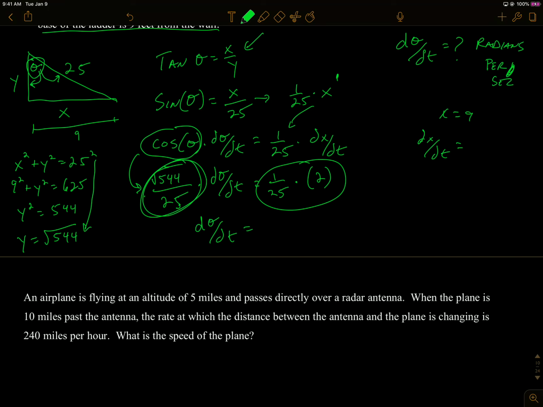All right, so you should get that d theta dt, after simplifying and everything, comes down to 2 over the square root of 544 radians per second.